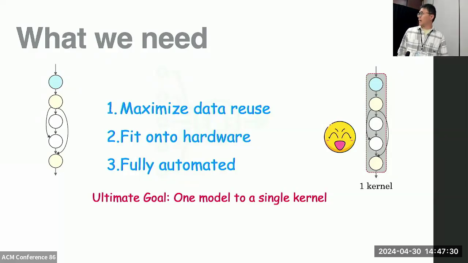Secondly, as we fuse more and more operators, we want to make sure the fused kernel can still fit on the hardware. And third, we want a fully automated compiler that can automatically fuse the operators and generate the code without predefined rules or heuristics. So our ultimate goal is to compile a whole DNN model into a single kernel to reduce the kernel launch overhead and enable more cross-operator optimizations.